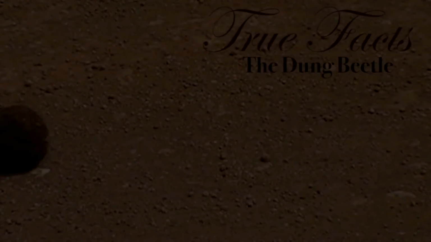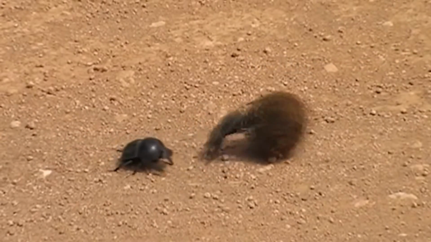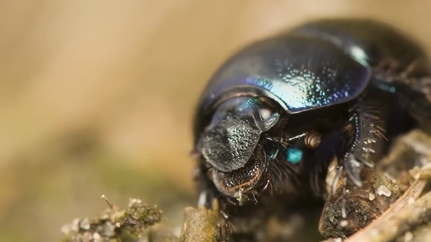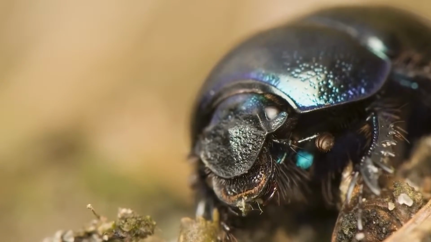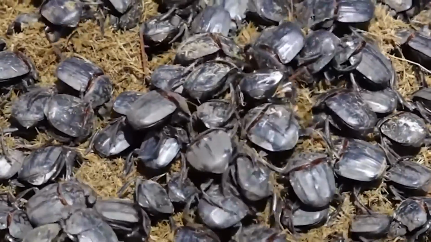Here are true facts about the dung beetle. The dung beetle survives mainly or solely by eating the faces of other animals. It's terrifying. Wait, that's a typo. It eats the feces of other animals. Oh, it's even worse.